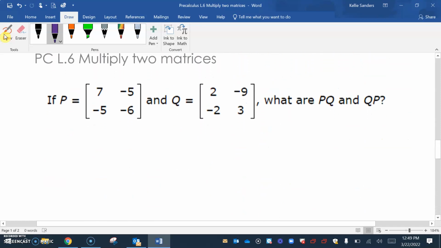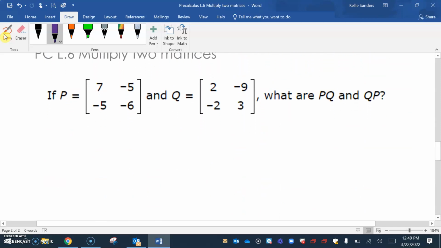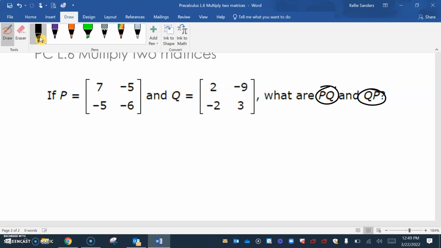Okay. And hopefully by now, you're getting a pretty good idea of what to do. But then they're going to kind of change it on you, okay? So the first question is, what is PQ? So the P is the first matrix and Q is the second matrix. Well, luckily on this, they're all 2 by 2s, right? So if I do a 2 by 2 and a 2 by 2, well, those are going to cancel out, and my answer is going to be a 2 by 2. So PQ.